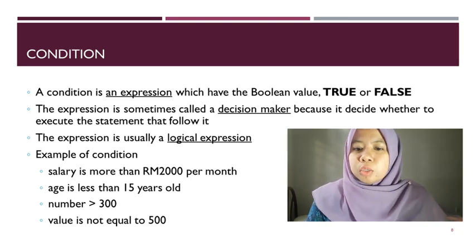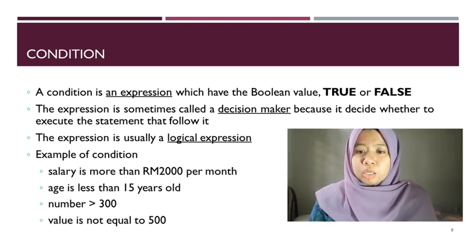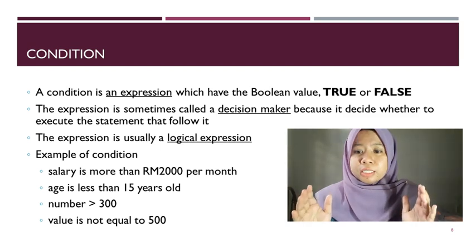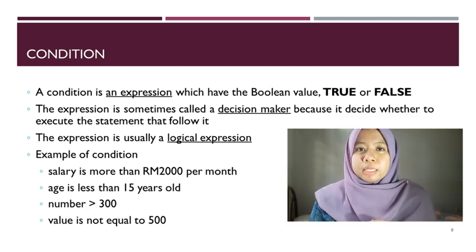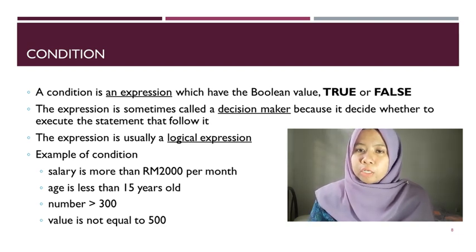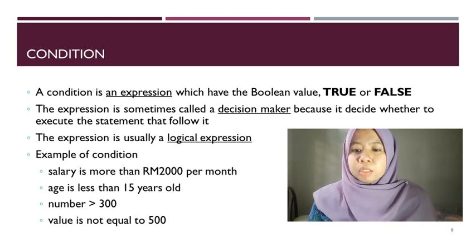Let me show examples of the condition or the expression itself. First, salary is more than 2,000 per month. That is a logical expression. The second condition is age is less than 15 years. Number more than 300. Value is not equal to 500. All of these are examples of conditions that we usually use in our coding.